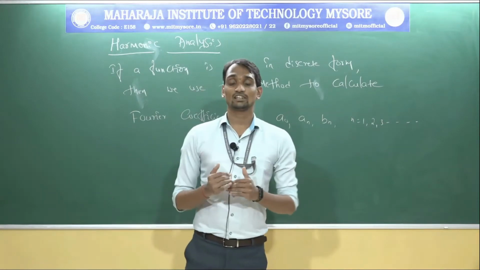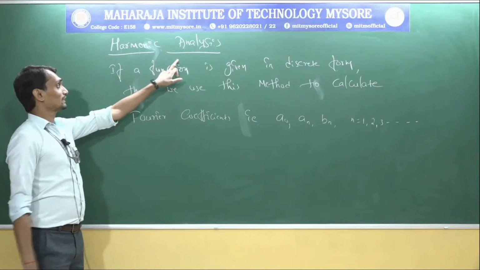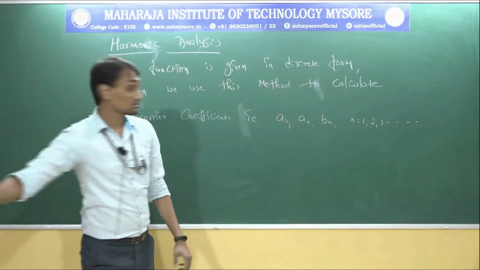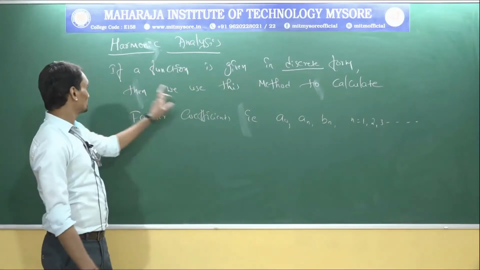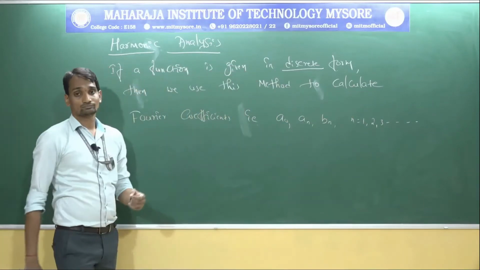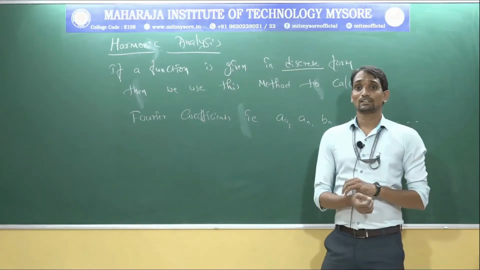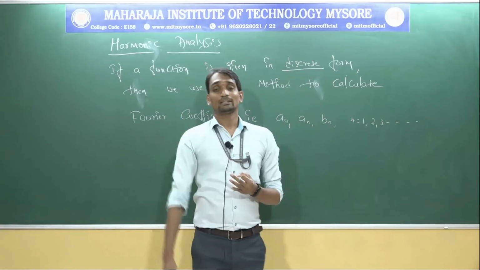Next concept, the last concept in this module, is harmonic analysis. If a function is given in discrete form, this is very important, then we use this method to calculate the Fourier coefficients a0, an and bn.